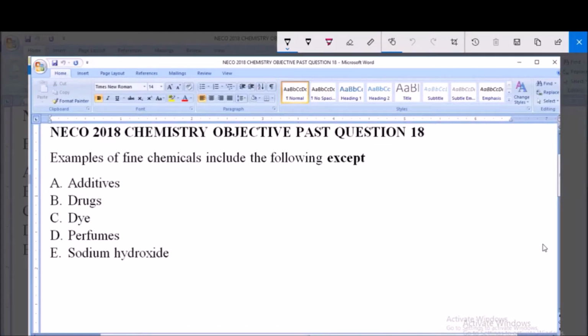Examples of fine chemicals include the following except: A. Additives, B. Drugs, C. Dye, D. Perfumes, E. Sodium hydroxide. Now, what are fine chemicals in the first place?